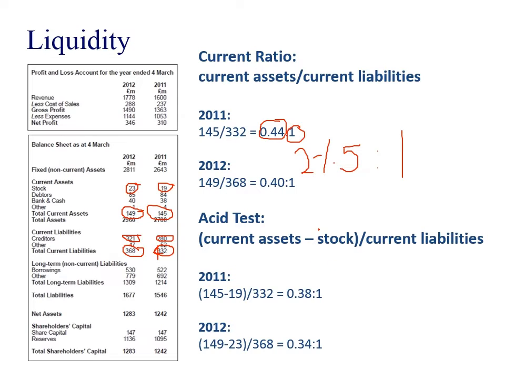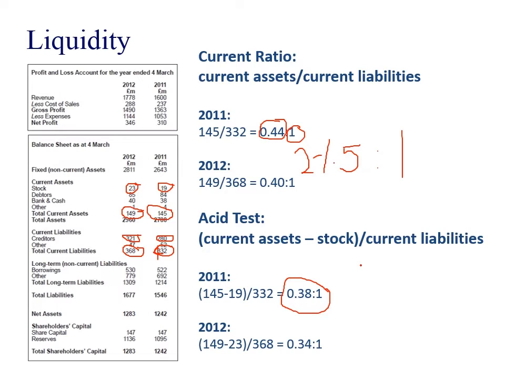Acid test, you're just minusing out the stock. The reason you're minusing out the stock is that it's the least liquid of all of your current assets. It's sometimes called a quick ratio as well, and you just want to get, say the business closed down now, how much of the current liabilities could you actually pay off? Because your stock, you're not going to be able to sell really, really quickly. So we can see it's still quite low.